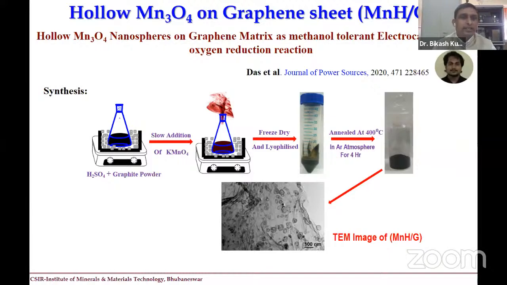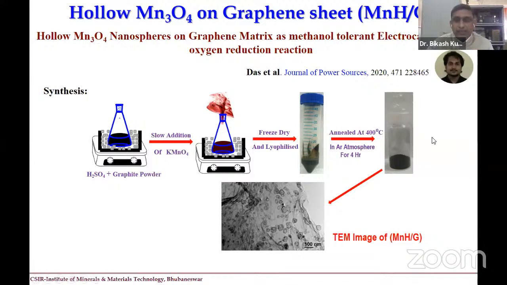Otherwise we lose that potassium permanganate. But here we thought, let us trap that potassium permanganate. So we did not wash it. After synthesis of graphene oxide, we did freeze drying, lyophilization, so that we took the water out from its surface and dried the sample, so that all the unused manganese remained trapped inside the graphene oxide.